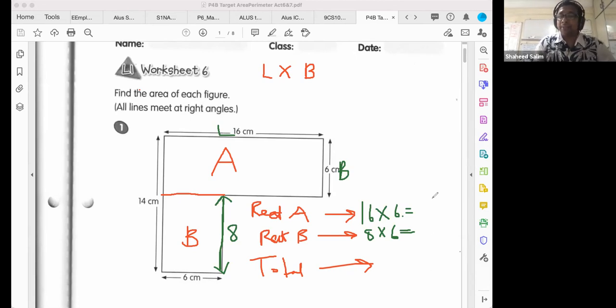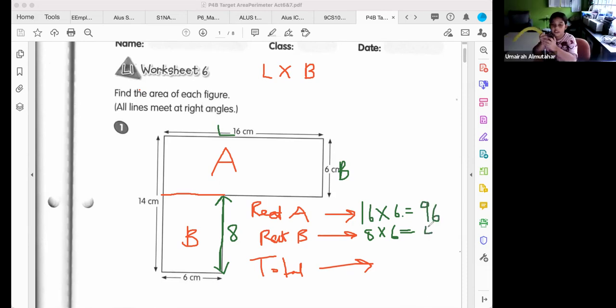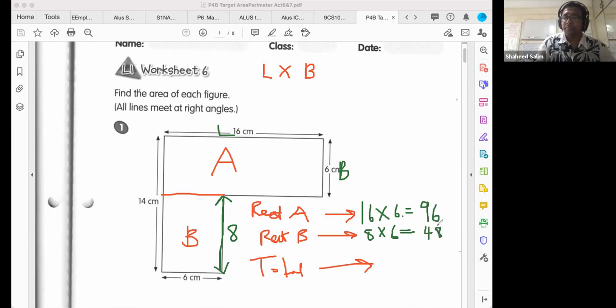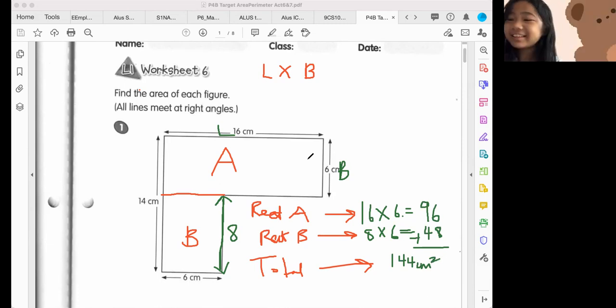Okay, 16 times 6, you get 96. 8 times 6, 48. Then you add together these two, you get 144 square cm.